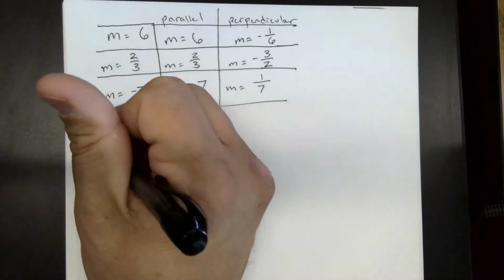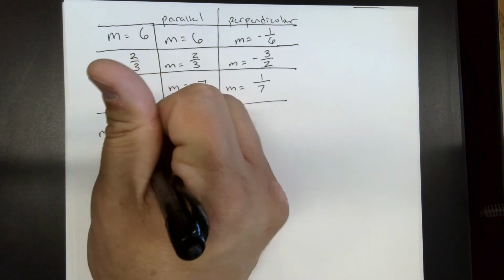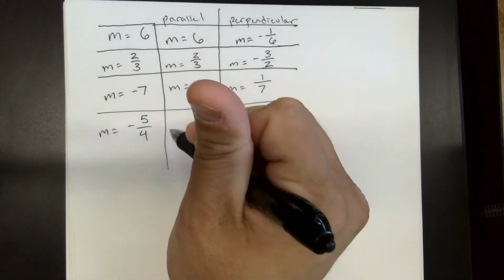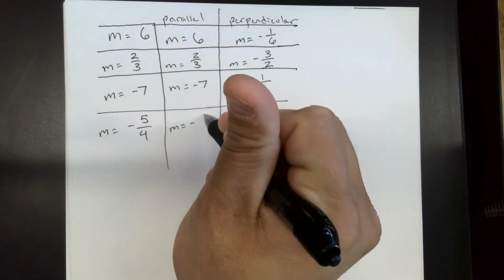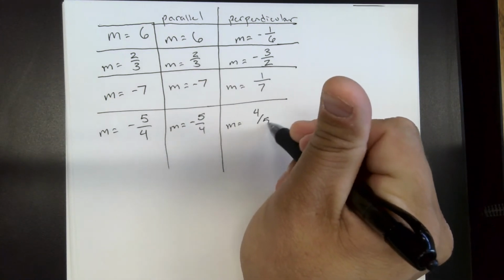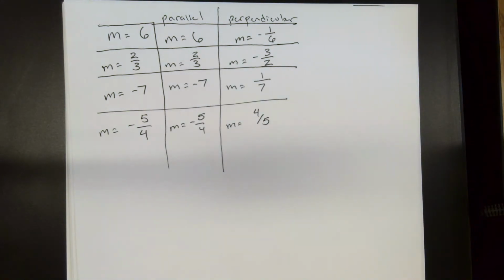Okay, do this one on your own. -5/4 is the slope they give to me. Tell me what parallel and perpendicular would be. Okay, what would be the parallel slope? Okay, what's the perpendicular slope? Perfect. Okay, any questions on the difference between parallel and perpendicular slopes right off the bat?